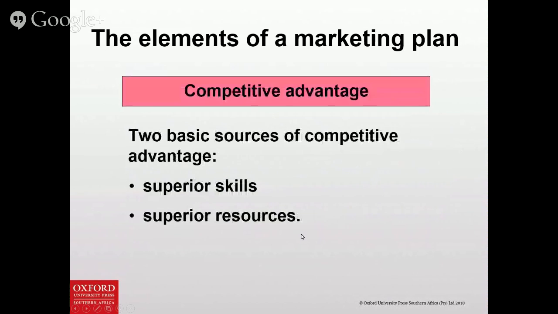Now I just want to move on to competitive advantage. The two basic sources of competitive advantage: you either have superior skills or superior resources. You have superior technology, or you have people in your business that know things that no one else in the market knows, that can do things that no one else in the market can do. And that produces a competitive advantage. For a while, Woolworths in the food retail business had a superior skill set, and they were able to dominate the market. And for a while, similarly, Pick n Pay also dominated the market in the food business as well.